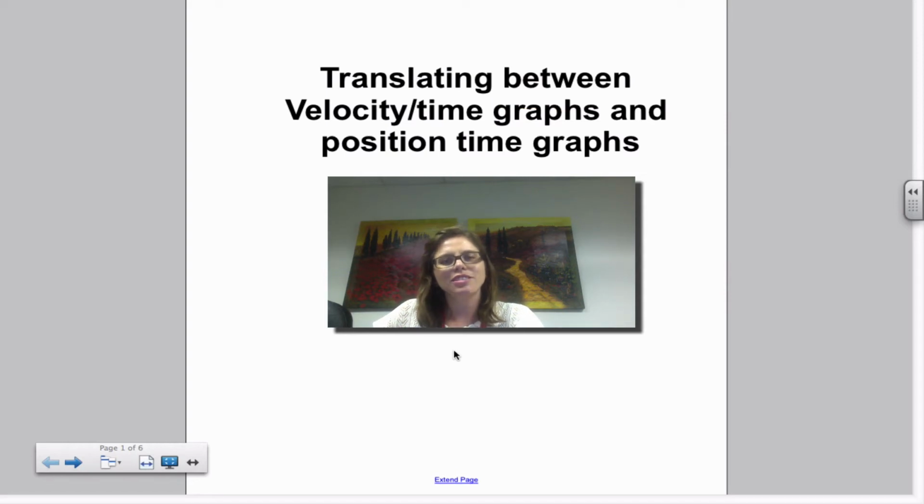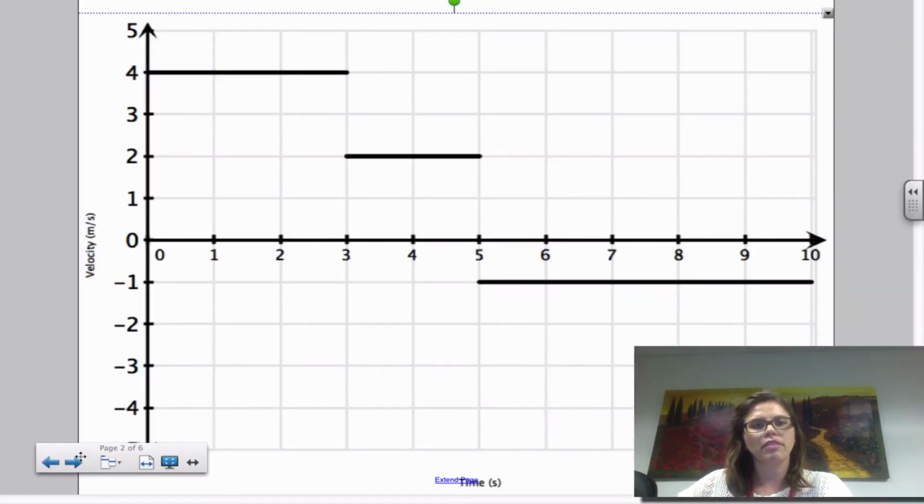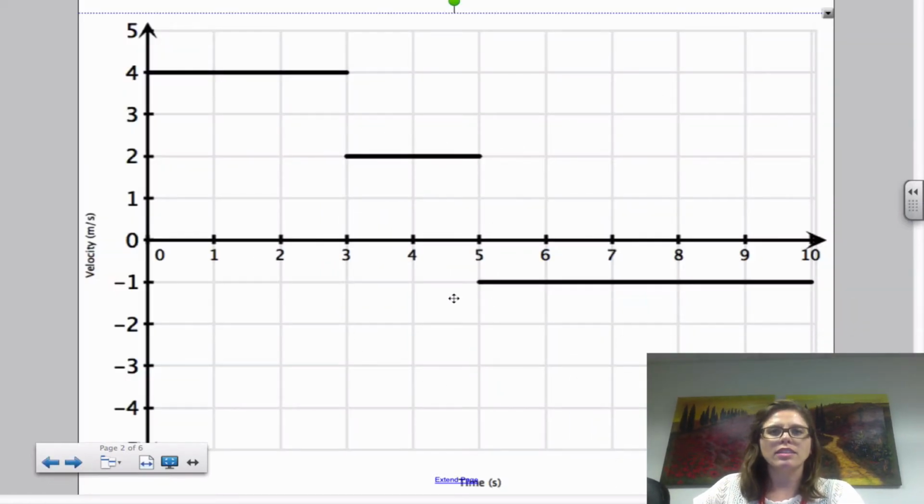Hello, wonderful physics students. This is just a little video on practice translating between velocity time graphs and position time graphs. Okay, so let's take a look at some graphs. So here is a velocity time graph. You know it's a velocity time graph because it says velocity, and down here it says time graph. Okay, so let's look at what this graph is telling us.